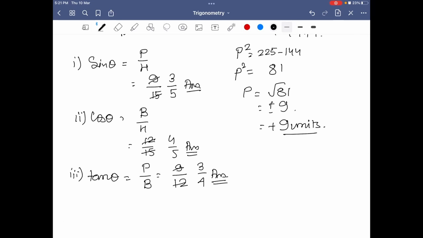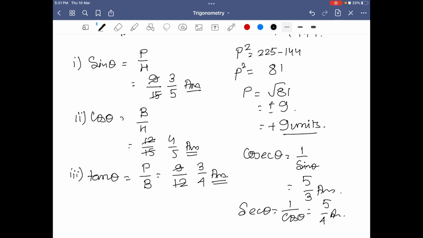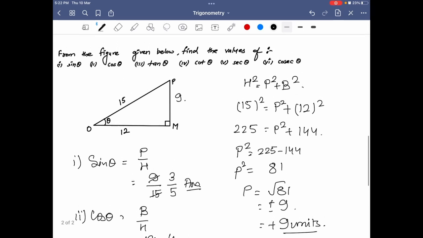Since we know that cosec theta is the reciprocal of sin theta, I'll put the value here, 5 by 3, that would be my answer. Sec theta is the reciprocal of cos theta, so I'll put it as 5 by 4, and cot theta is the reciprocal of tan theta, so I will put it as 4 by 3. All the answers have been found in the given numerical.